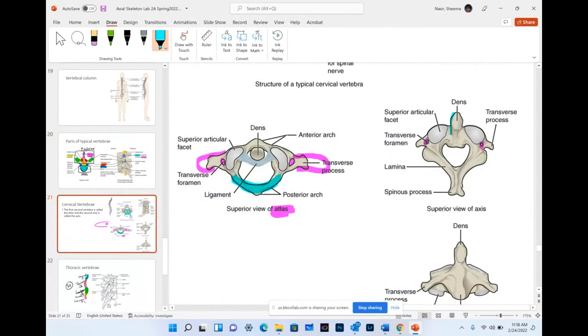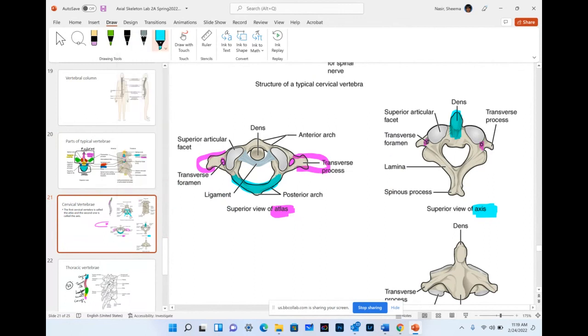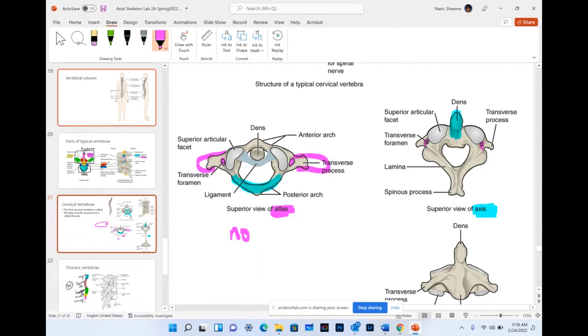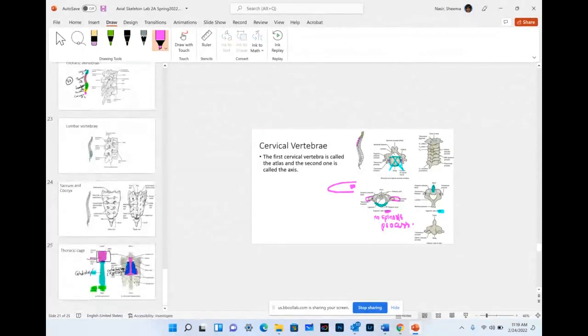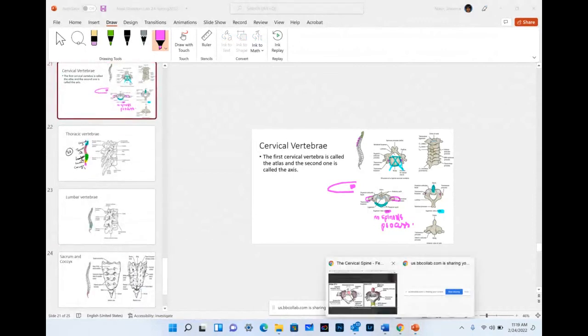This is right here your dens, hence it is axis. And this is atlas because it has no spinous process. Okay. Now we are looking for thoracic vertebra, and we will go back to our Google.